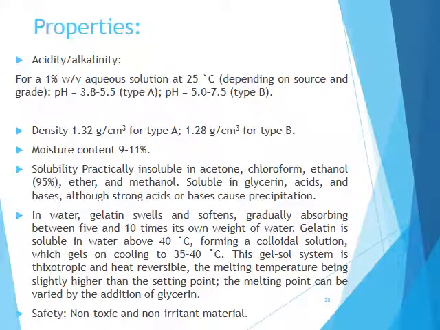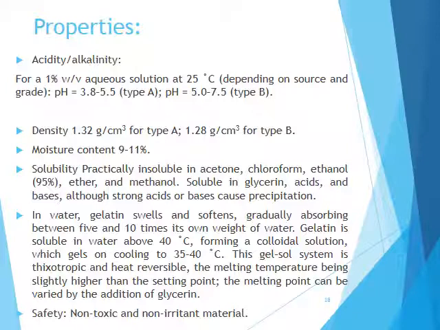This slide is showing the properties of gelatin. Generally speaking, we normally start with the acidity and alkalinity of the aqueous solution of gelatin. For example, the 1% aqueous solution has a pH of 3.8 to 5.5 for type A, while the alkaline type has a different pH. So as you can see, using different grades or different types of gelatin will make different solutions regarding the pH. That's why it's important for us to know exactly what type or what grade of excipients we are using in the formulation.